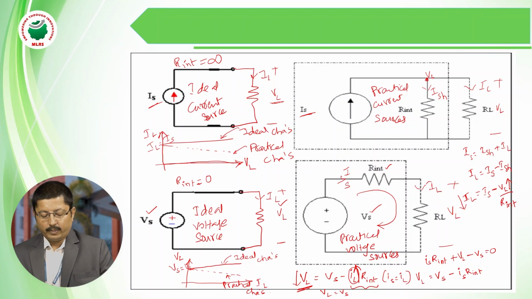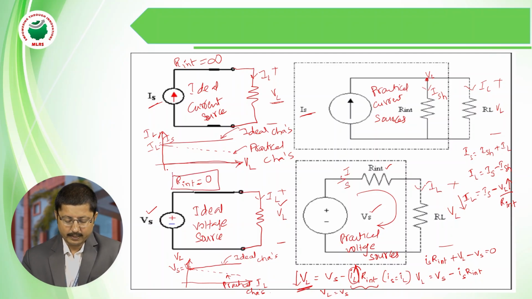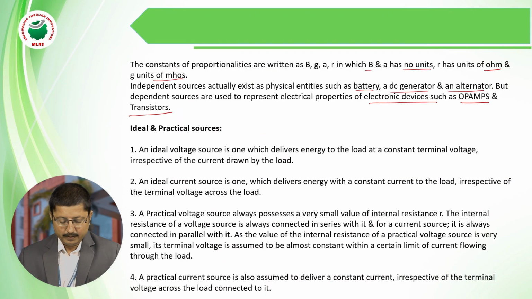From this analysis, we conclude that the internal resistance of an ideal voltage source is 0, whereas the internal resistance of an ideal current source is infinity. Generally, ideal voltage sources and ideal current sources are not available. So practically we go for practical voltage sources and practical current sources. Every practical voltage source and current source has its internal resistance. So these are the analyses we have seen. This is about the ideal and practical sources.